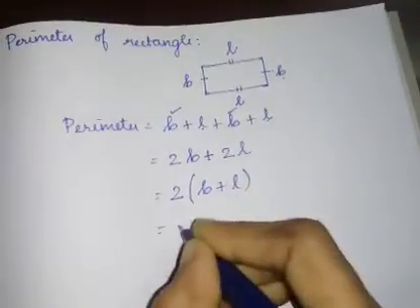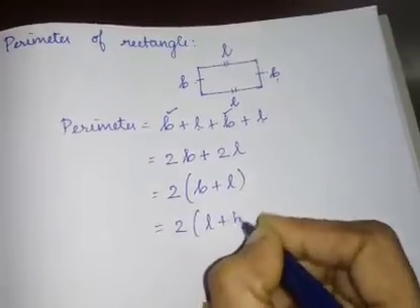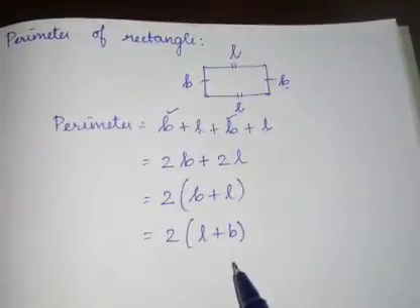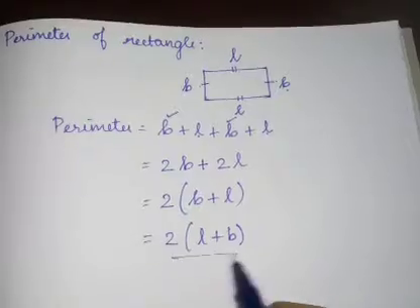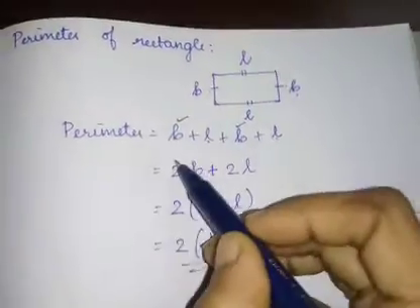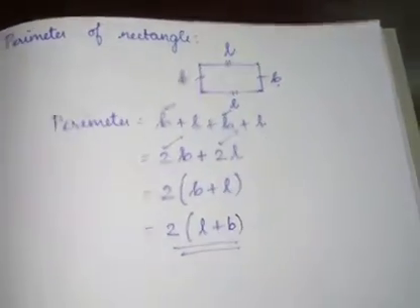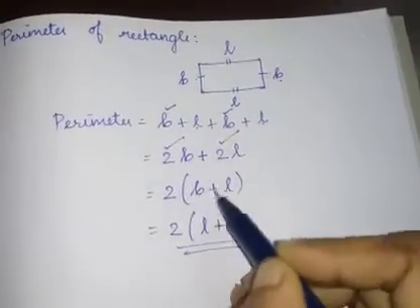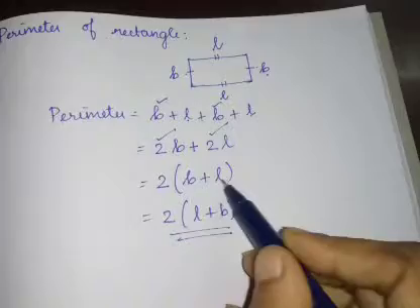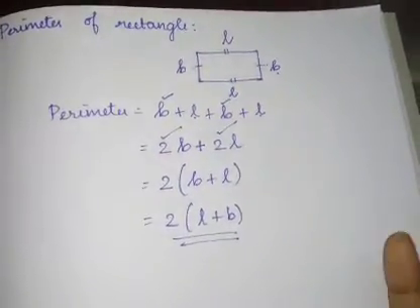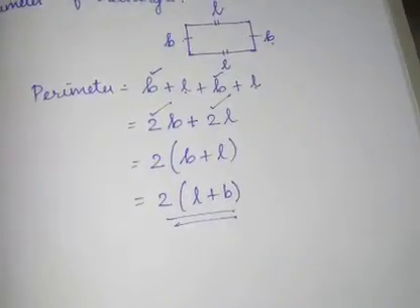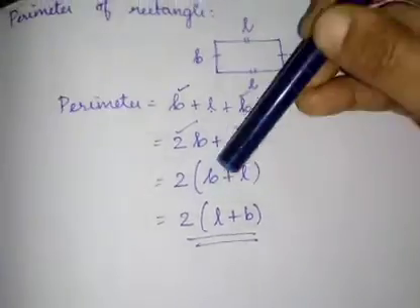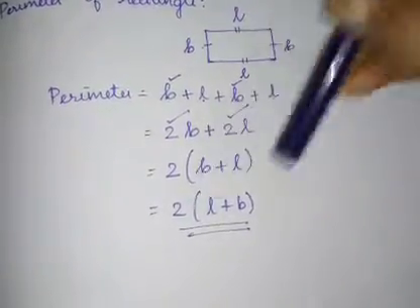So this can be written as 2 into L plus B. Okay, 2 into length plus breadth. So the perimeter of the rectangle is nothing but 2 into L plus B. See children, in this also 2 is there, in this also 2 is there. So I am taking this 2 common outside, B plus L. So B plus L can be written as L plus B. If you add 4 plus 5 it is 9 only, 5 plus 4 is also 9 only. That's why B plus L can be written as L plus B.